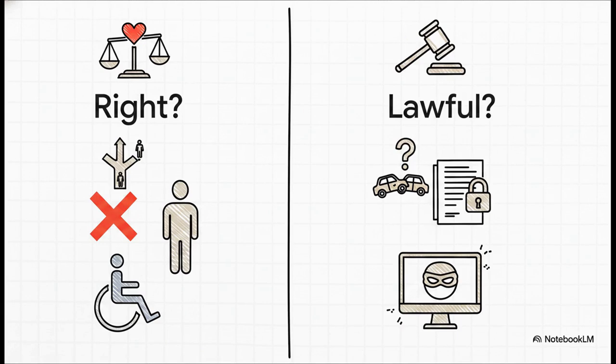Under right, the ethical points, we can talk about the trolley problem, the huge impact of job losses for drivers, and maybe a positive point, like how it could increase freedom for people with disabilities. Then for lawful, we can ask who's liable in a crash, how journey data is legally protected, and the risk of hacking, which of course falls under the Computer Misuse Act.